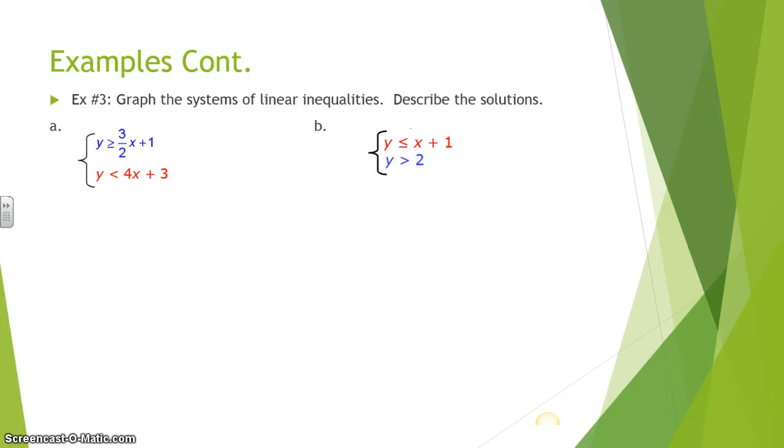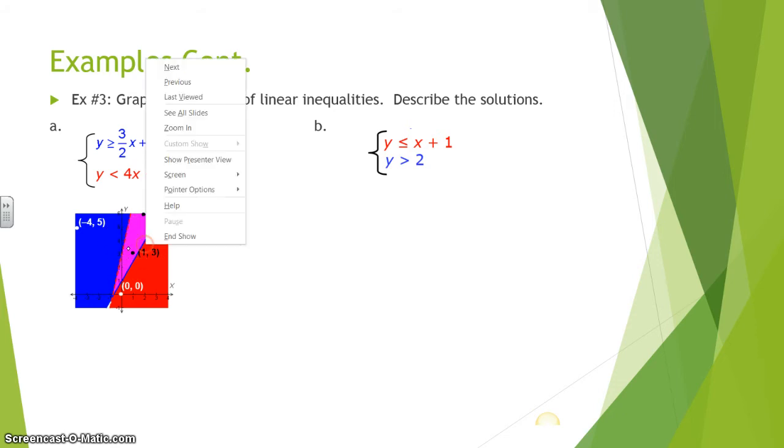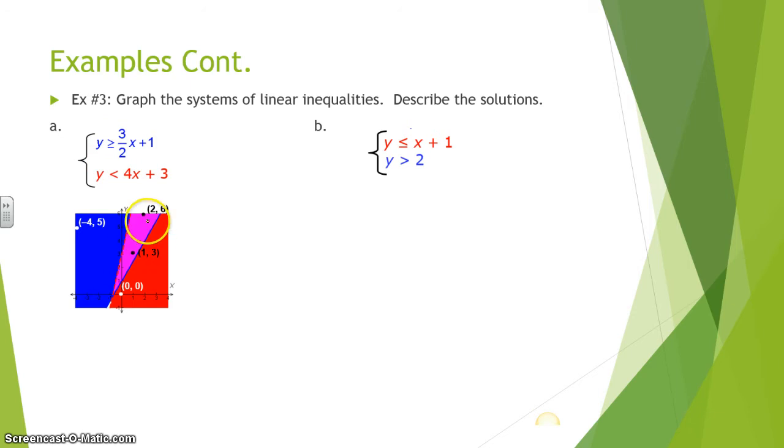Looking at the next example, it says graph the systems of linear inequalities and describe the solutions. So here we have 2 linear inequalities, and we need to graph each of these and then describe the solutions. For the first one, I'm going to graph y is greater than or equal to 3/2 x plus 1. I would start at 1, and my slope is 3 over 2, so I'd rise 3 and go to the right 2 and put a point. And then I'd keep going up 3 to the right 2 and put another point.